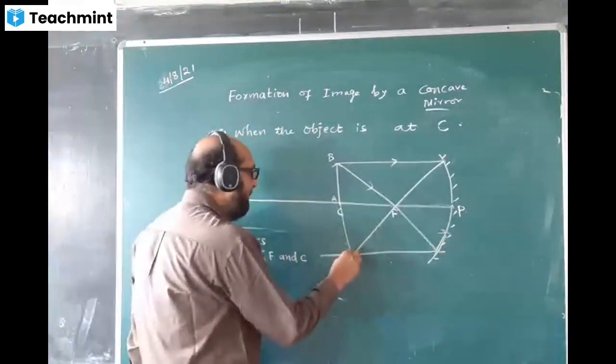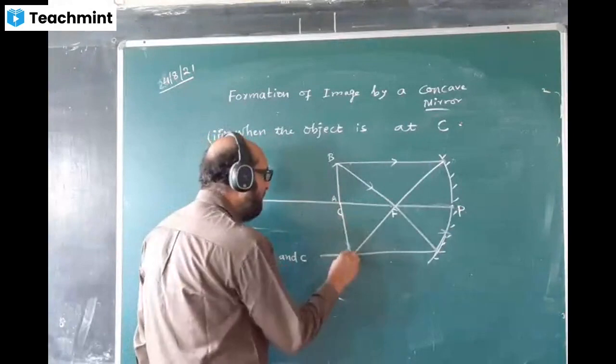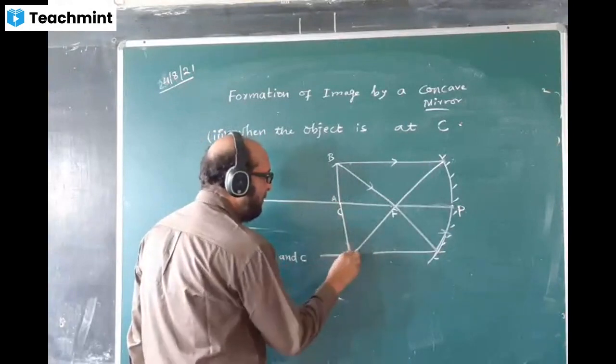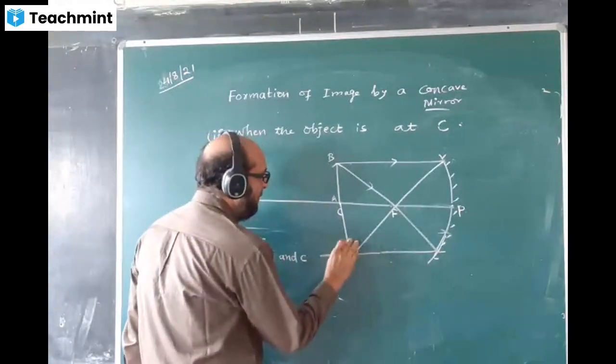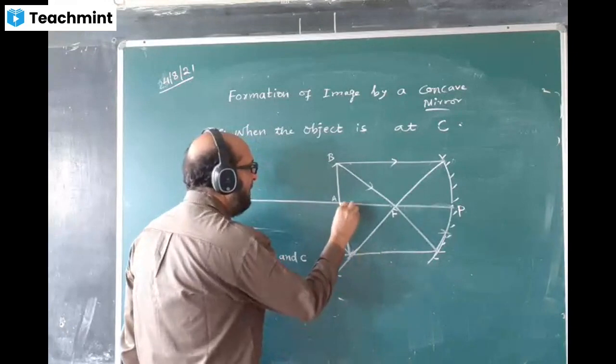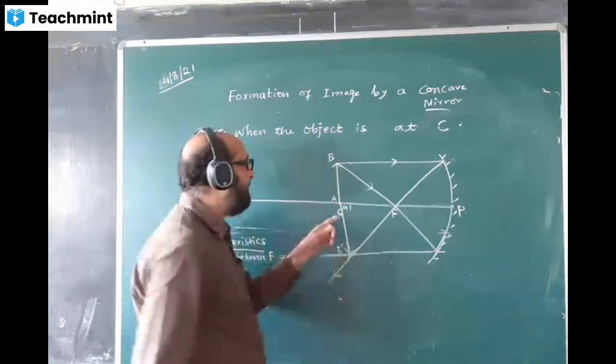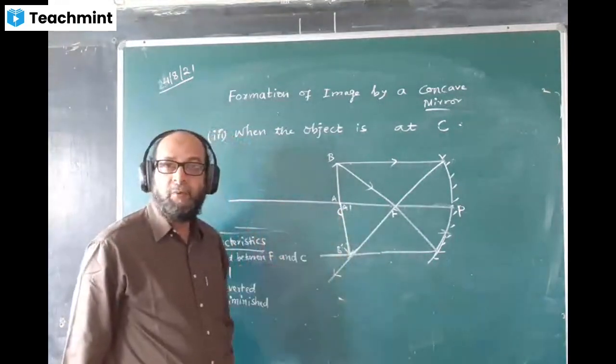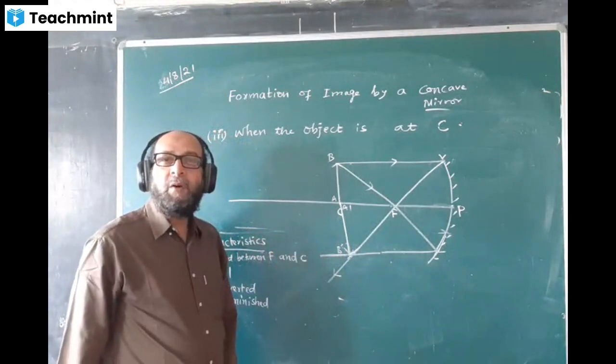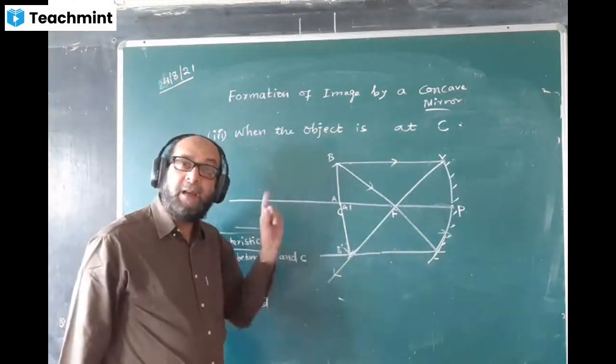And the two rays will be meeting here. Here is the image formed. The image will be formed here, A dash B dash. Image will be forming at C only. There only the image will form. Where the object is, the image will be formed there only.